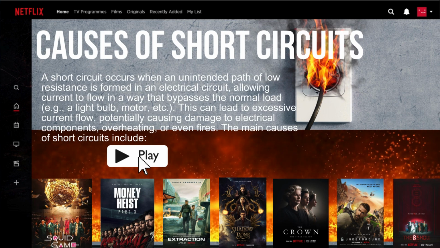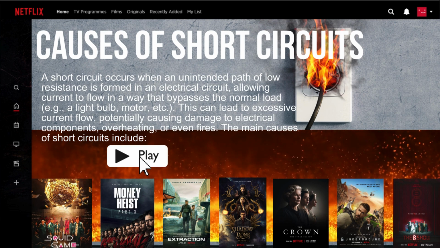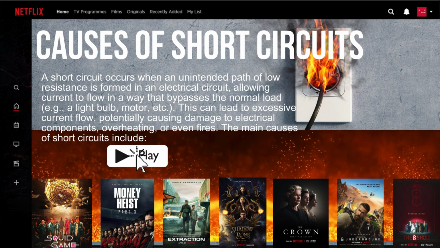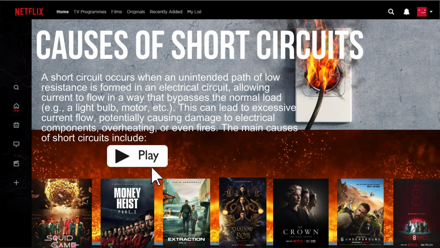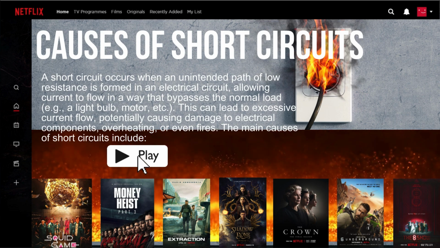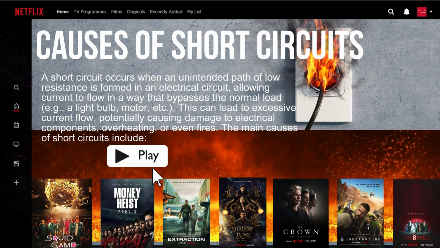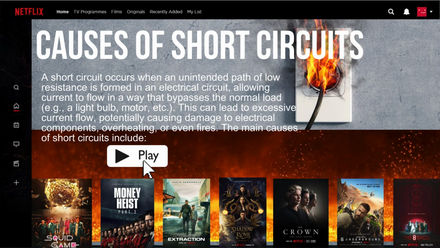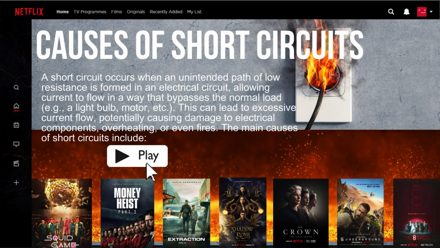About causes of short circuits. A short circuit occurs when an unintended path of low resistance is formed in an electric circuit, allowing current to flow in a way that bypasses the normal load, for example a light bulb, motor, etc. This can lead to excessive current flow, potentially causing damage to electrical components, overheating, or even fire.